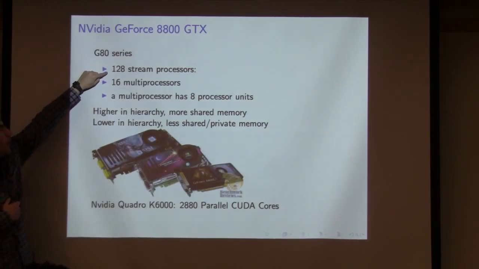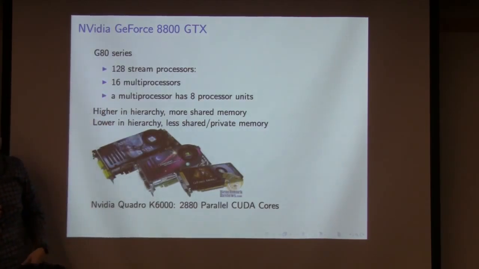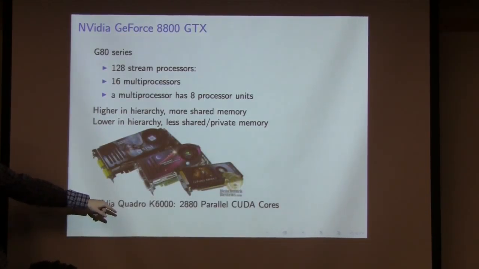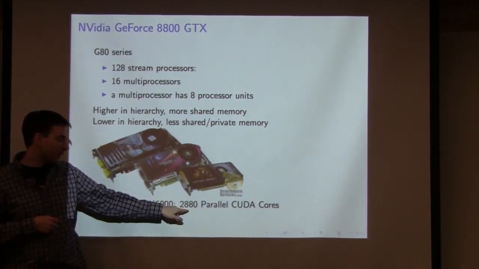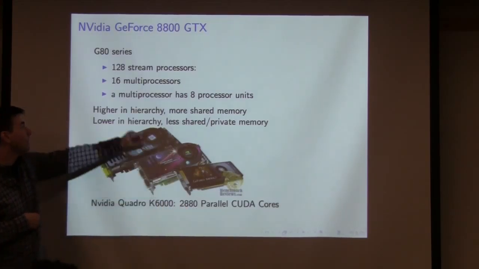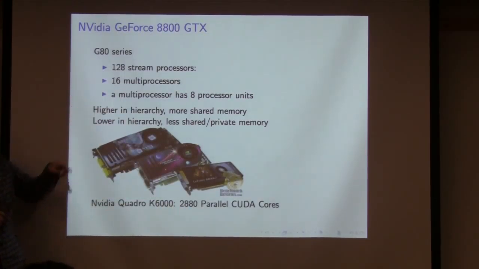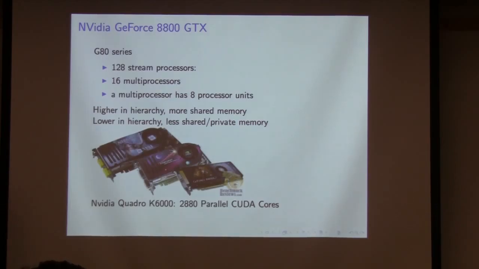So typically, people count 128 times 16 as the number of parallel CPU cores. In this one, I believe this 2880 came from the stream processors times the multiprocessors. But you can have a factor eight more level, perhaps. But in order to really access these, you need to write very specialized code to really get those profiles.